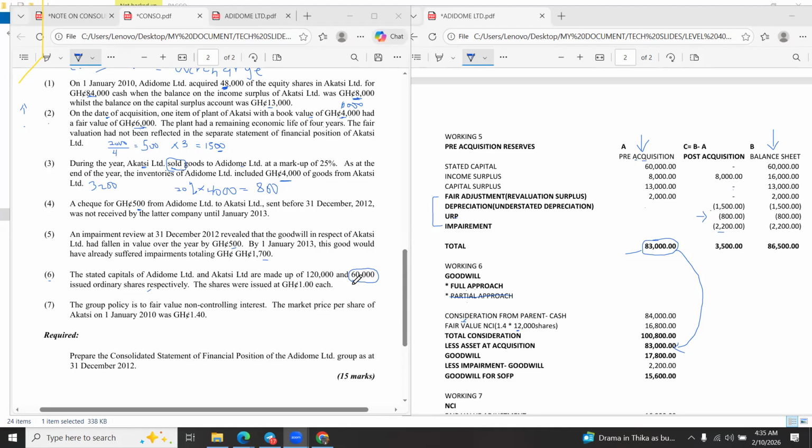So 12,000, and then they are telling you that their shares, one is being sold for 1 cedi 40 pesewas. So the fair value of the non-controlling interest is the amount they are selling their shares for times the number of shares they have in the company. So that will give you a total consideration. So you add theirs, the NCI's own, to how much the parent has paid for the company.